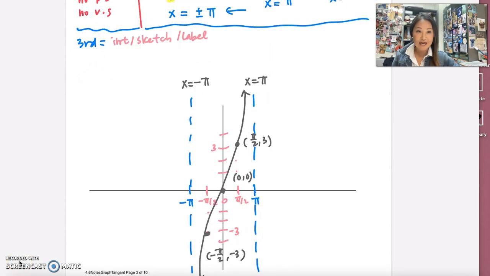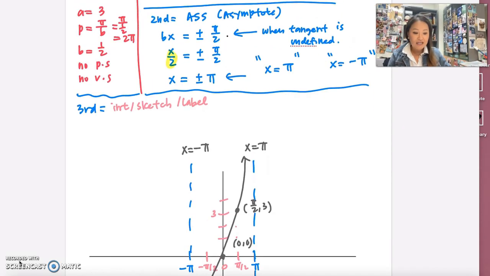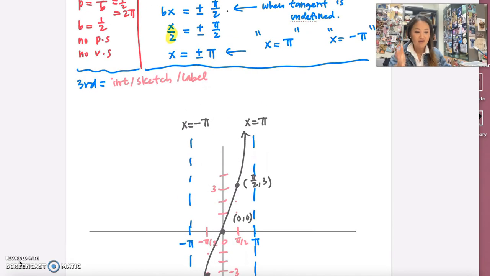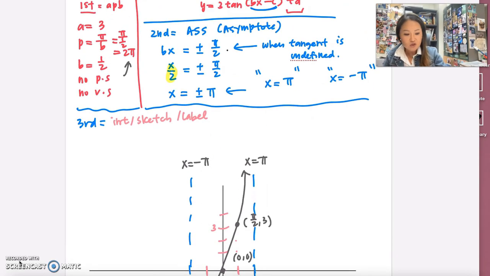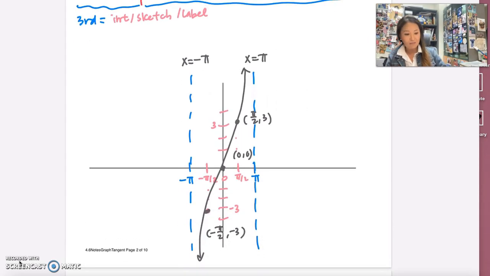So we have one cycle now, right? One cycle, but we want multiple cycles, at least two, okay? So let's do another cycle. If the period is taking this long, then when's the next asymptote happening? It happens every 2 pi, right? Every 2 pi, because that's the period. So you've got to think, when's the next asymptote? Next asymptote happens at 3 pi.